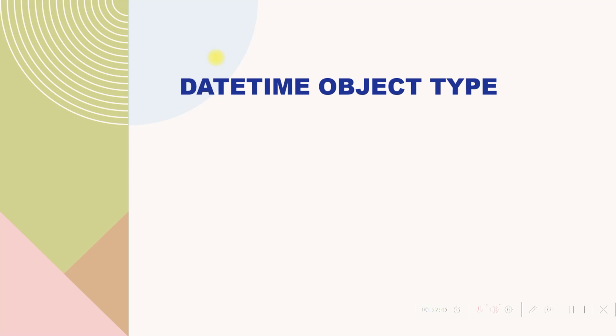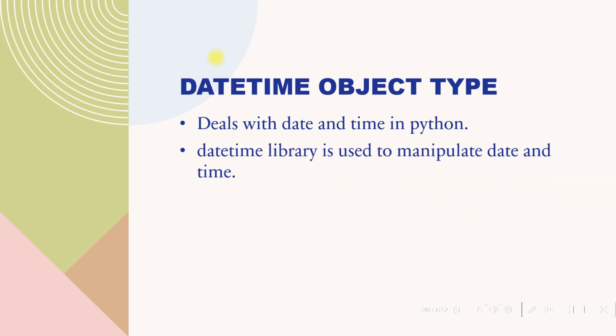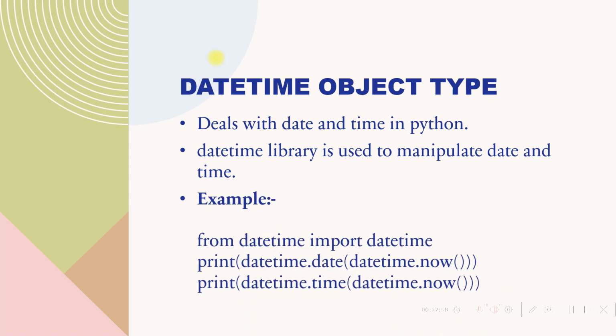Now the next type of the object in the other object type category is the DateTime object. This object is used to deal with date and time in Python. And there is a datetime library available in Python which is used to manipulate date and time. Here is the example. So what we are doing here, we are first importing the datetime library, and then from the datetime library there is a class called datetime, and from that class we are calling the date method to print the current date. And similarly, from the datetime class we are calling the time method to print the current time.